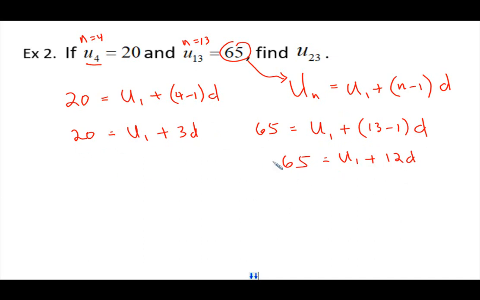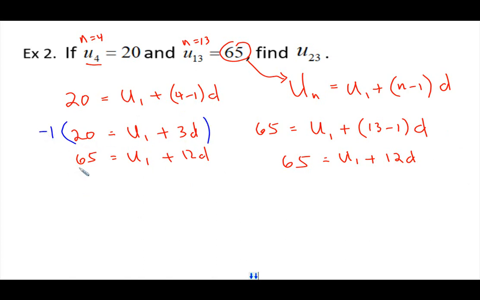So I have the equation 65 is equal to u sub 1 plus 12d. Now there are different ways to solve it from here. You could use substitution, you could use elimination. There are lots of different ways to solve this. I typically like to do the elimination method. So what I'm going to do is, I notice the u sub 1s, I can get them to cancel if I can make one of them negative. So that's exactly what I'm going to do. I'm going to make one of these negative by multiplying by negative 1.